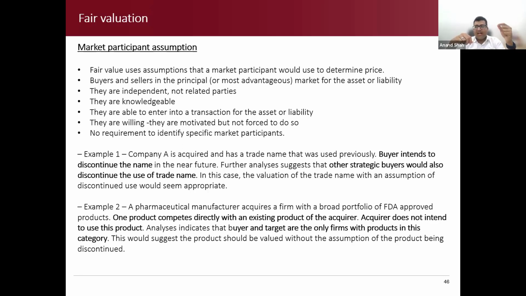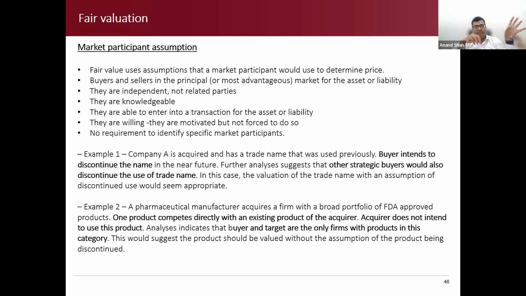Similarly, if you're looking at another example, could be a particular asset, right? So I've listed one down. Company A is acquired and has a trade name that was used previously. Now the buyer intends to discontinue the name in the near future. This is a classic example of when Coca-Cola bought Thums Up when they entered India. Thums Up was never meant to be continued. It was always going to be closed down, and the Coca-Cola brand was supposed to be used.